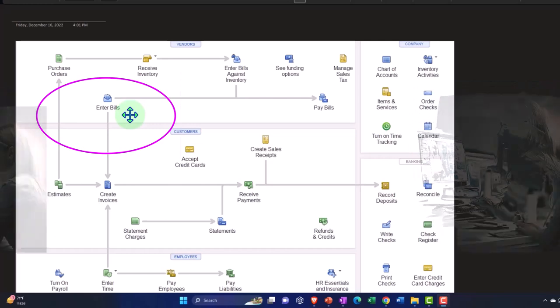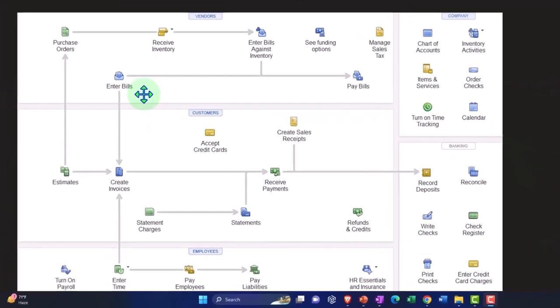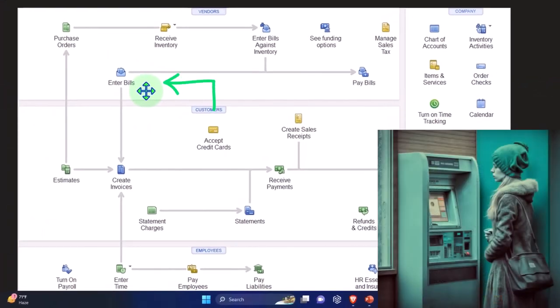Now the bills are going to be necessary to track accounts payable if we're trying to tighten up our cash flow, and most likely with larger businesses, you're trying to pay as late as possible.